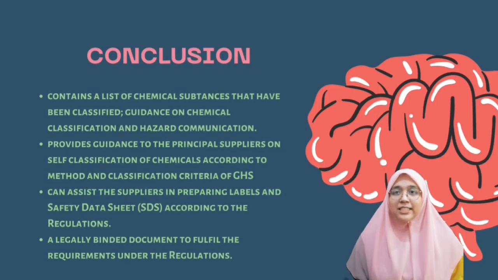In conclusion, this ICOP contains a list of chemical substances that have been classified, guidance on chemical classification, and hazard communication. This ICOP provides guidance to the principal suppliers on self-classification of chemicals according to the method and classification criteria of GHS. In addition, this ICOP can assist the suppliers in preparing labels and safety data sheets according to the regulations. Lastly, and the most important thing is, this ICOP is a legally binding document to fulfill the requirements under the regulations.